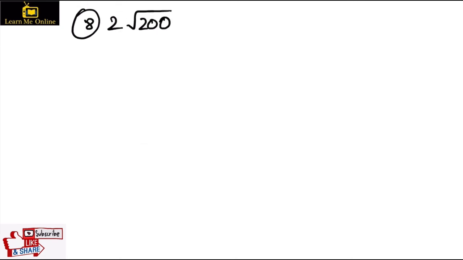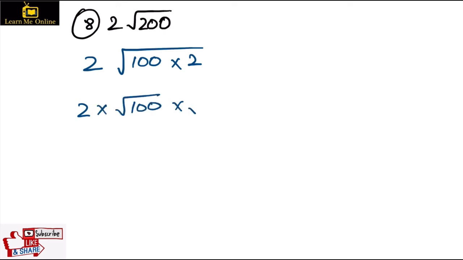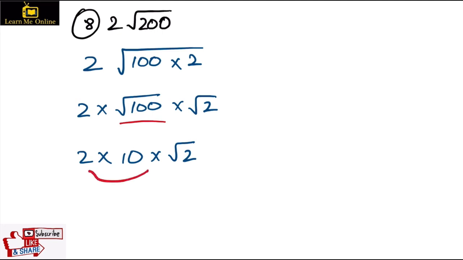Now we have got the last example on our topic, which is surds simplification. We're going to begin with the same thing, which is keeping the number written outside the square root the same. To split this 200, we know that 200 goes in the 100 times table, so 100 times 2 would be 200. Now we're going to split the number written inside the square root into root 100 and root 2. Because we know that 100 is a square number, it can be written as 10. So 2 times 10 times root 2. The two numbers written outside the square root, we're going to multiply them together. So 20 root 2 would be the simplification of 2 root 200.